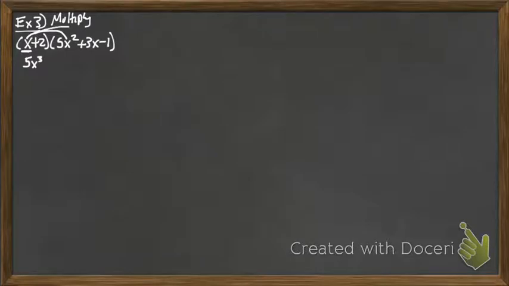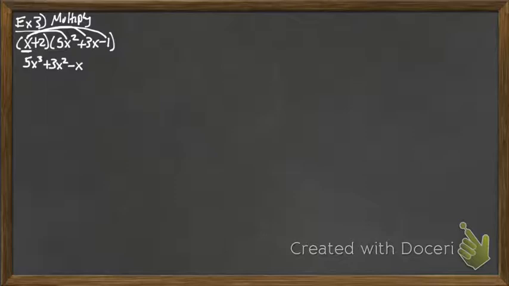Now I'm going to do x times 3x. That's going to be a positive 3x to the second. If I multiply x times negative 1, I'll get minus x. And I've just multiplied that term x to every other term of that second polynomial. So I'm finished with the x.